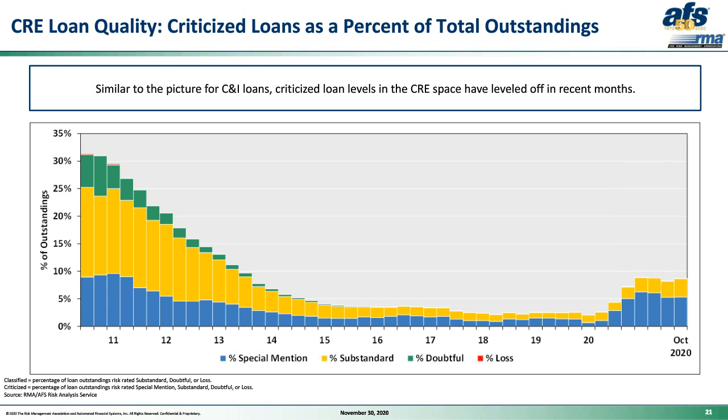Post-COVID-19, the percent criticized has jumped 5 of the 7 months and is now at 8.71%, with most of that being tagged as special mention and a smaller portion as substandard. And the property type with the largest balance of special mention loans is lodging, about double what we see for multifamily. And lodging is about 10 times the next type for substandard loans.